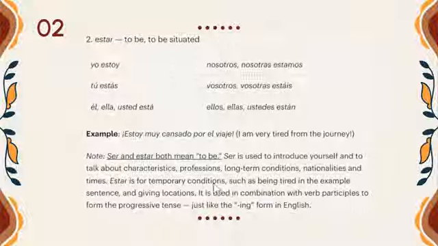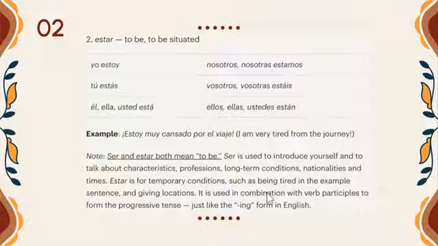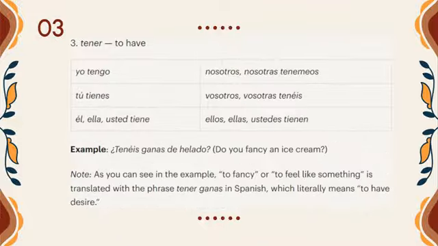And estar is temporary, right? Being tired, location, right? Está aquí, right? It's here. And also, you see that estar is more often used in conjunction with other verbs, specifically to form the progressive tense. So that's something you'll learn about. I think you might have learned in Spanish 3. You might learn in Spanish 4. I think you at least go over it.